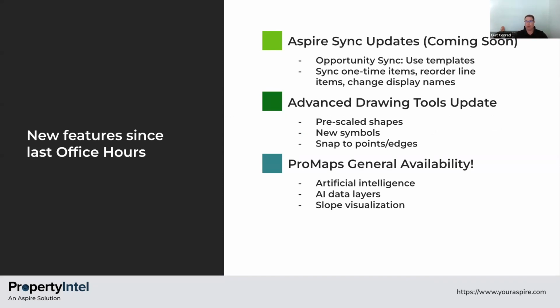With the advanced drawing tools, a number of requested tools are being added, including enhancing our symbol library, and some smaller but very useful things like snapping points to the edges. And then we're also going to talk about ProMaps, which is going to be launched here and puts artificial intelligence in your hands. So I think you're going to find this demo very interesting. You're going to have the ability to turn on AI data layers, as well as get additional data sources like slope.